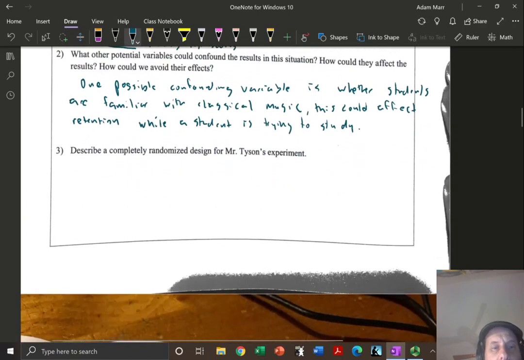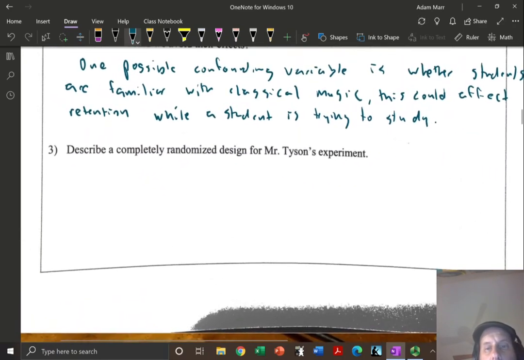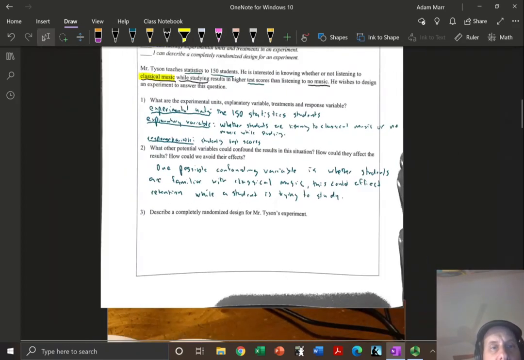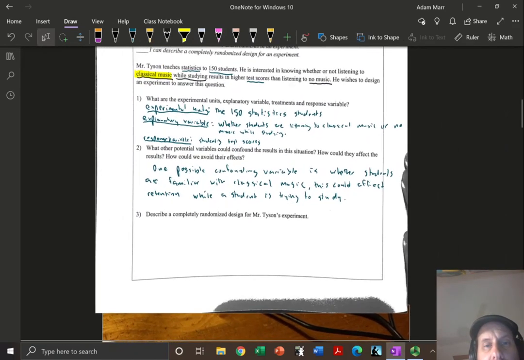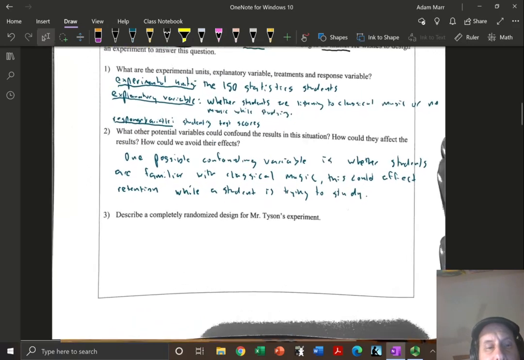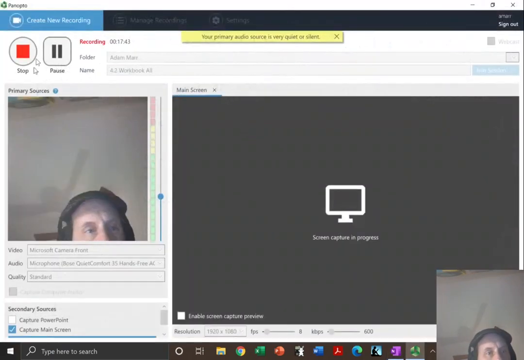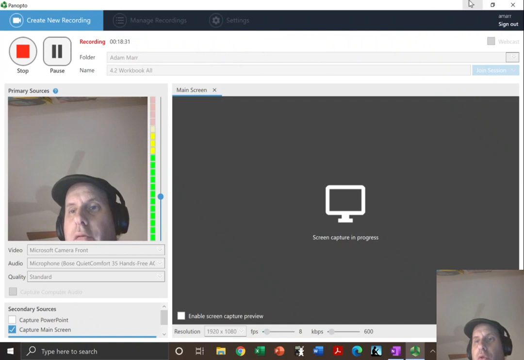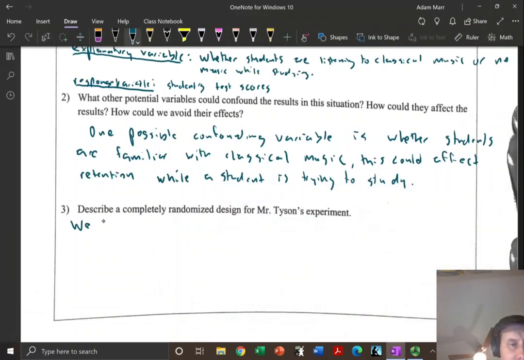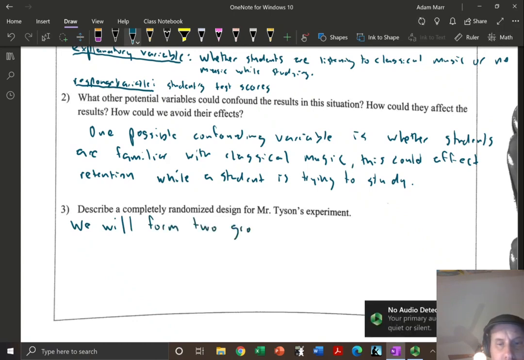Okay, describe a completely randomized design for Mr. Tyson's experiment. Let's see here. All right, what do we have here? First of all, we have 150 students. Okay, no problem. So what we're going to do first is form two groups. How are we going to do that? We're going to form two groups by random assignment.